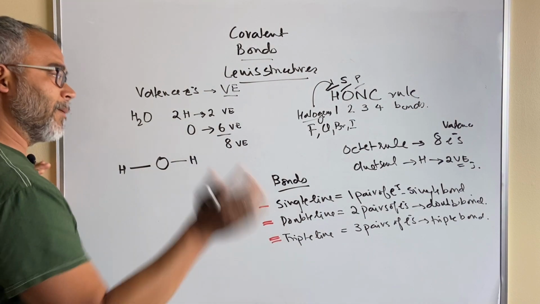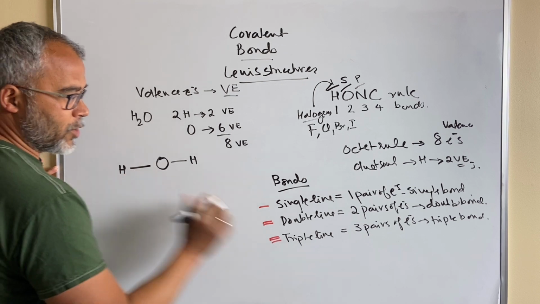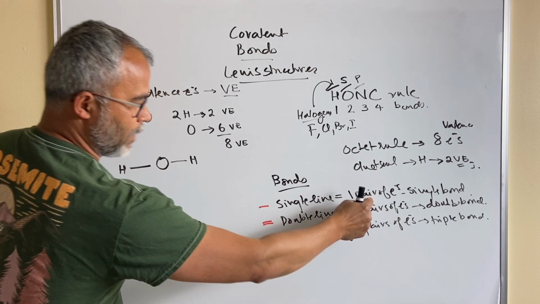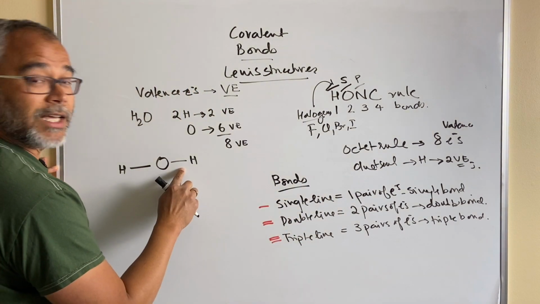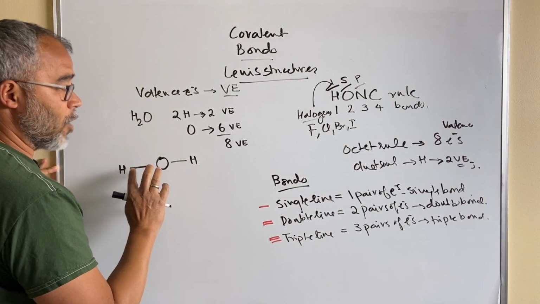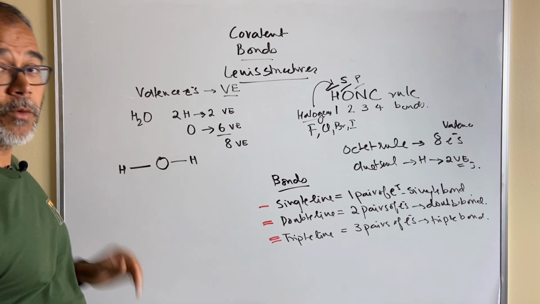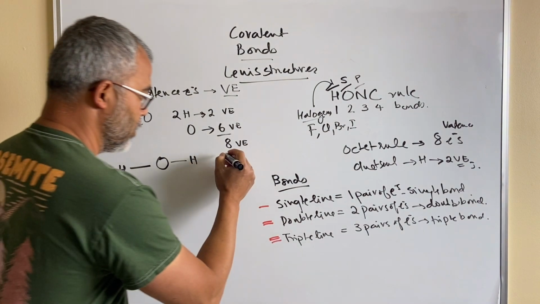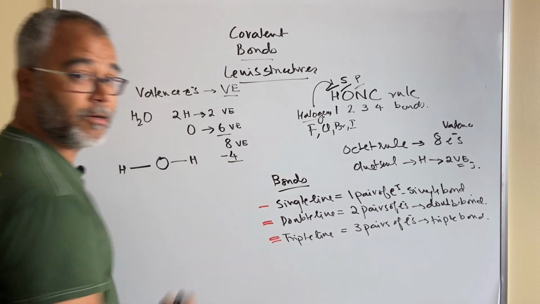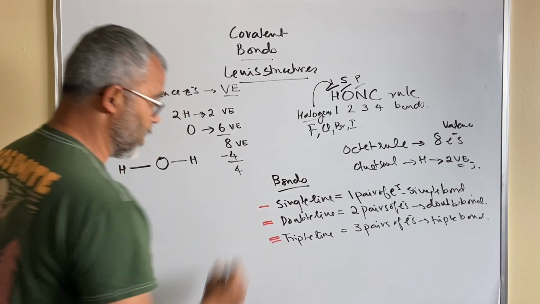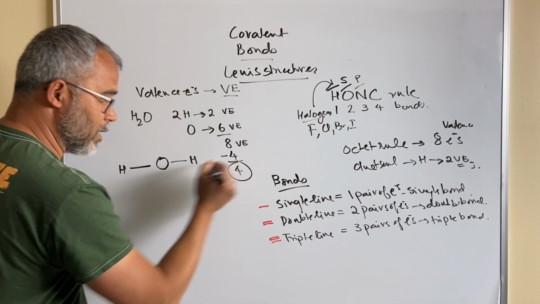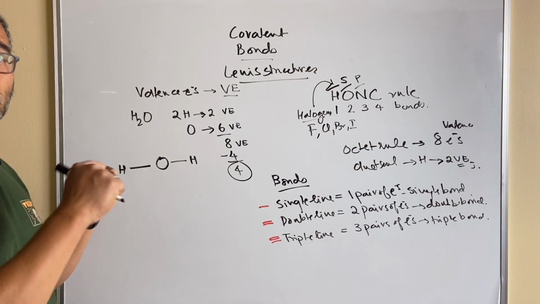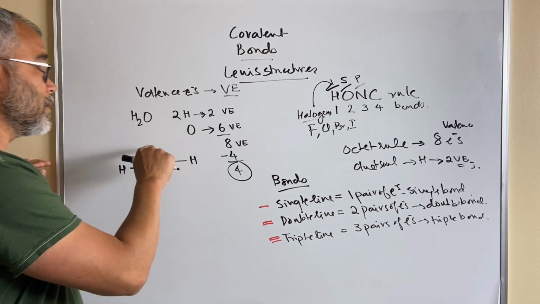Now, coming back to Lewis structures, each bond is two electrons, right? A single line is equal to one pair of electrons, so that's two. And there's two single lines connected to oxygen. So how many of these valence electrons did we use up? 2 and 2, 4. So you subtract how many you used up to give you how many are remaining. So there's 4 valence electrons remaining.